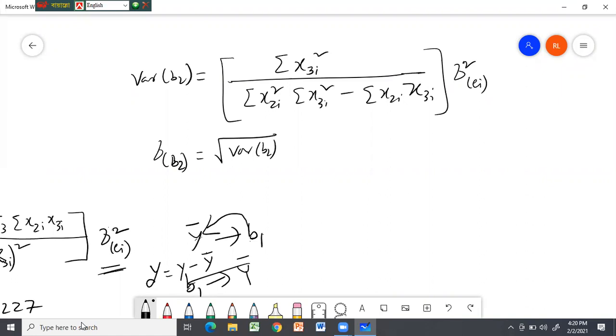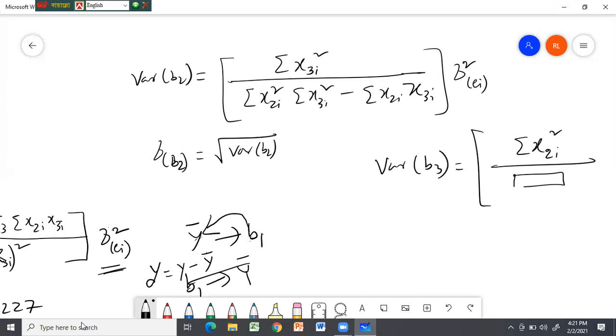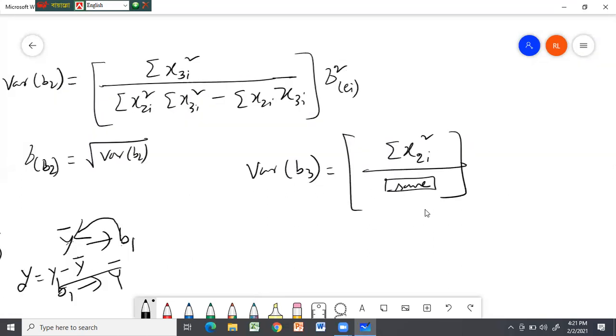এটা calculate করবো আমরা। Variance of B3 will be followed by the same formula, just the change will be in the numerator portion, it would be summation of the x2i whole square, okay? And the denominator portion will remain the same as in the variance of B2. And this would also be multiplied with the error variance. And then we can calculate the standard error of the B3 with the square root value of the variance of B3.